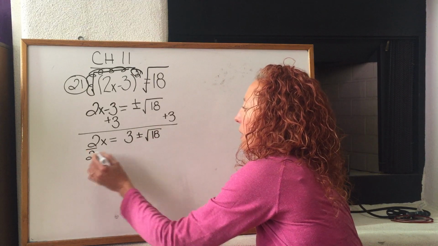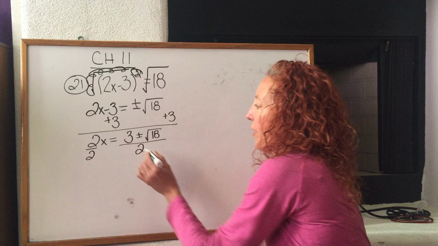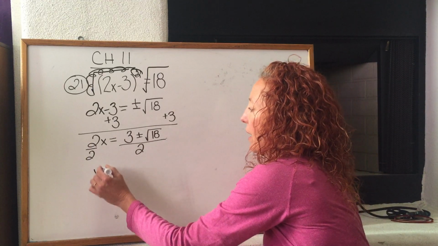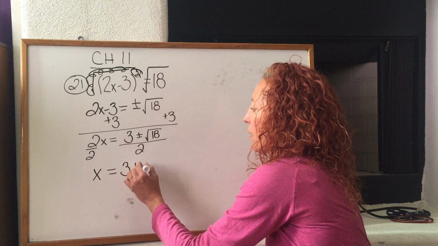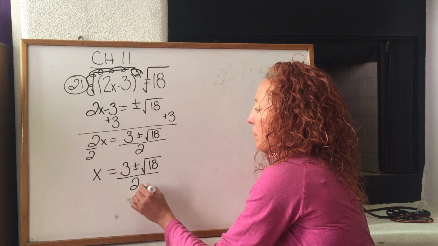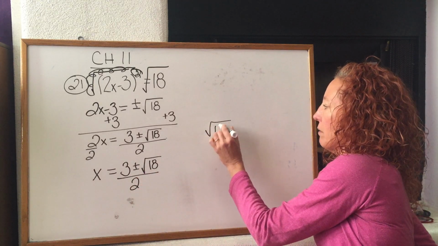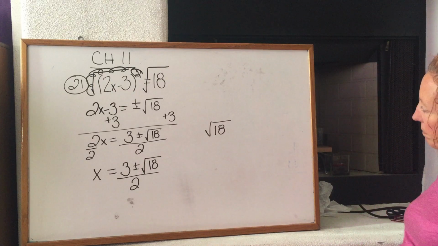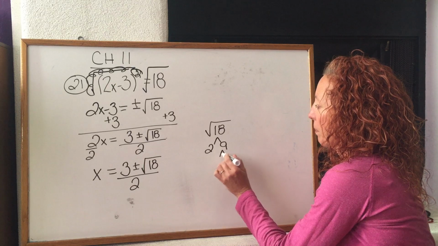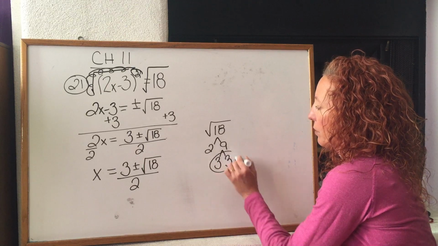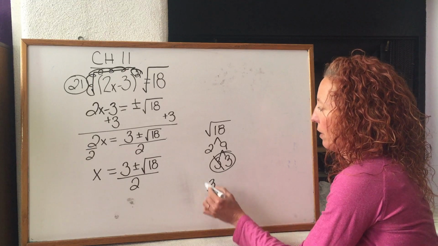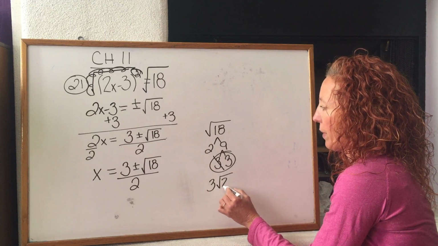And then I'm going to divide by 2. I have to divide the whole thing by 2, so make sure your fraction bar goes all the way across there. And then x equals 3 plus or minus radical 18 over 2. And so over here I'm going to simplify that 18. So 18 is 2 times 9. 9 is 3 and 3, so we have that pair. 1 cancels, that 3 breaks out, and that 2 stays under the radical.